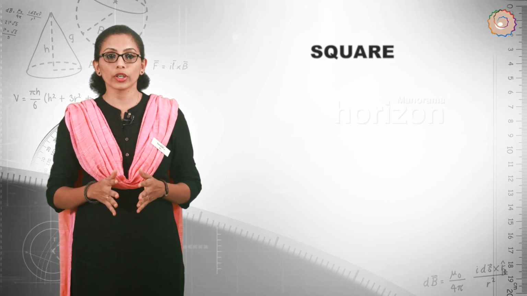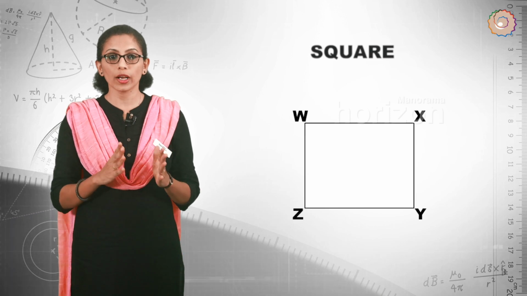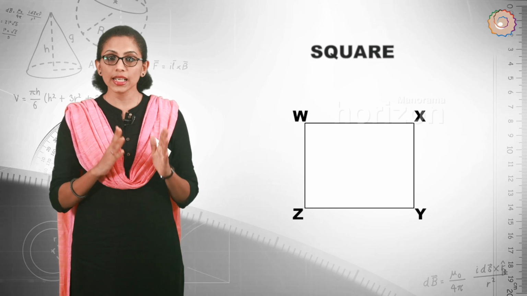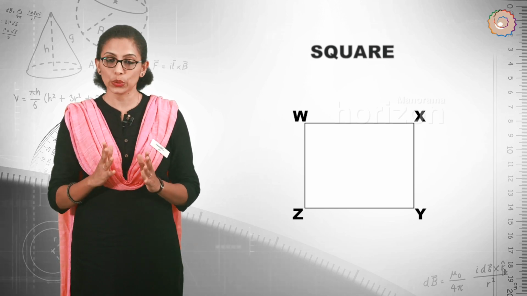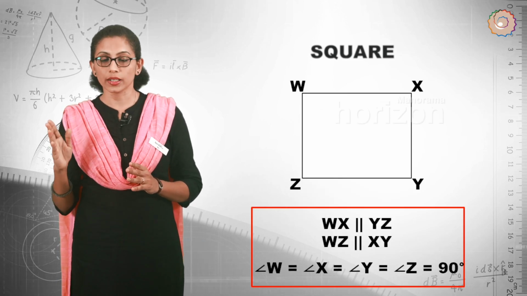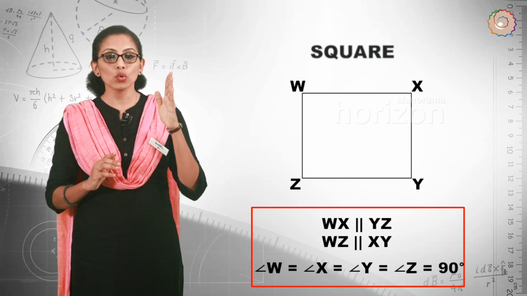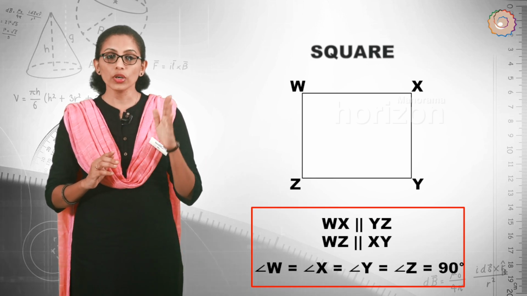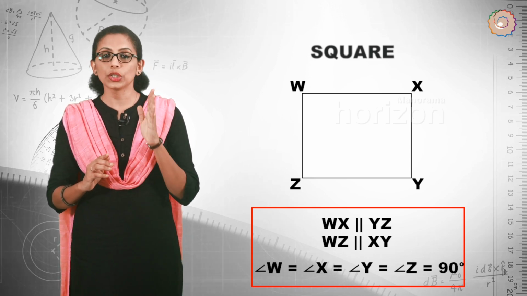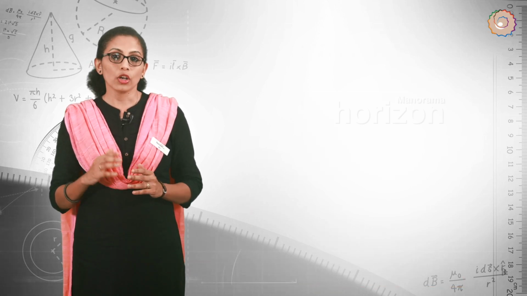A square is a parallelogram with all four sides equal, and every vertex of a square makes a right angle with its sides. Diagonals of a square bisect each other at right angles and are equal, and vice versa. Example, WXYZ is a square. There WX is parallel to YZ and WZ is parallel to XY. Also, angle W is equal to angle X is equal to angle Y is equal to angle Z is equal to 90 degrees.